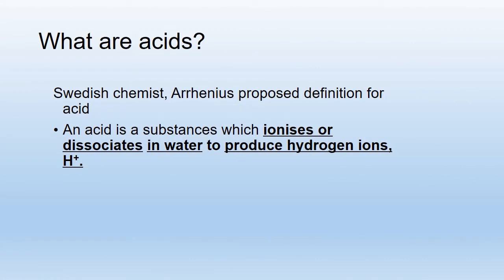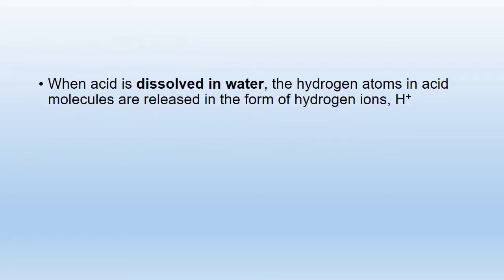What are acids? According to Swedish chemist Arrhenius, the proposed definition for acid is: An acid is a substance which ionizes or dissociates in water to produce hydrogen ions. When acid is dissolved in water, the hydrogen atoms in acid molecules are released in the form of hydrogen ions.